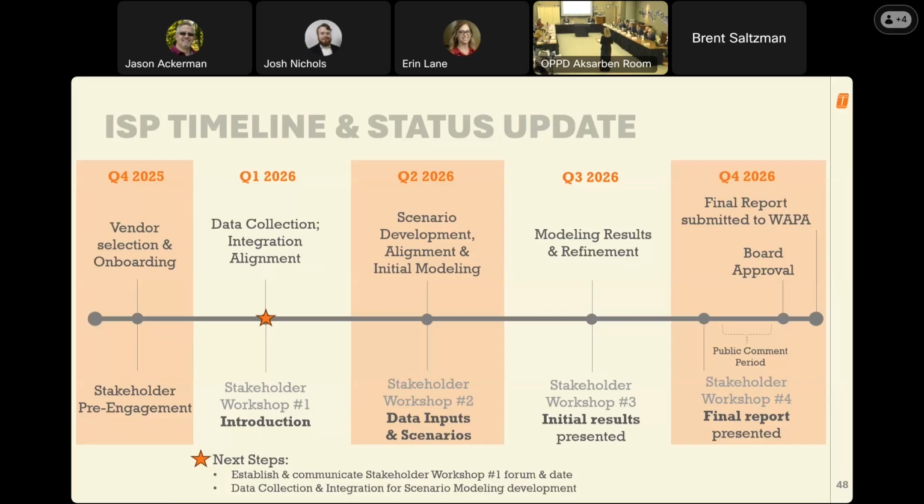Talk to me a little bit about timeline. So Q4 26, so end of this year. Could you put a finer point on that? When are we expected at this point in the timeline to actually submit to WAPA? Is that October, November, December? Our submittal to WAPA will be end of the year, December 31st. December 31st. Okay. Got it.